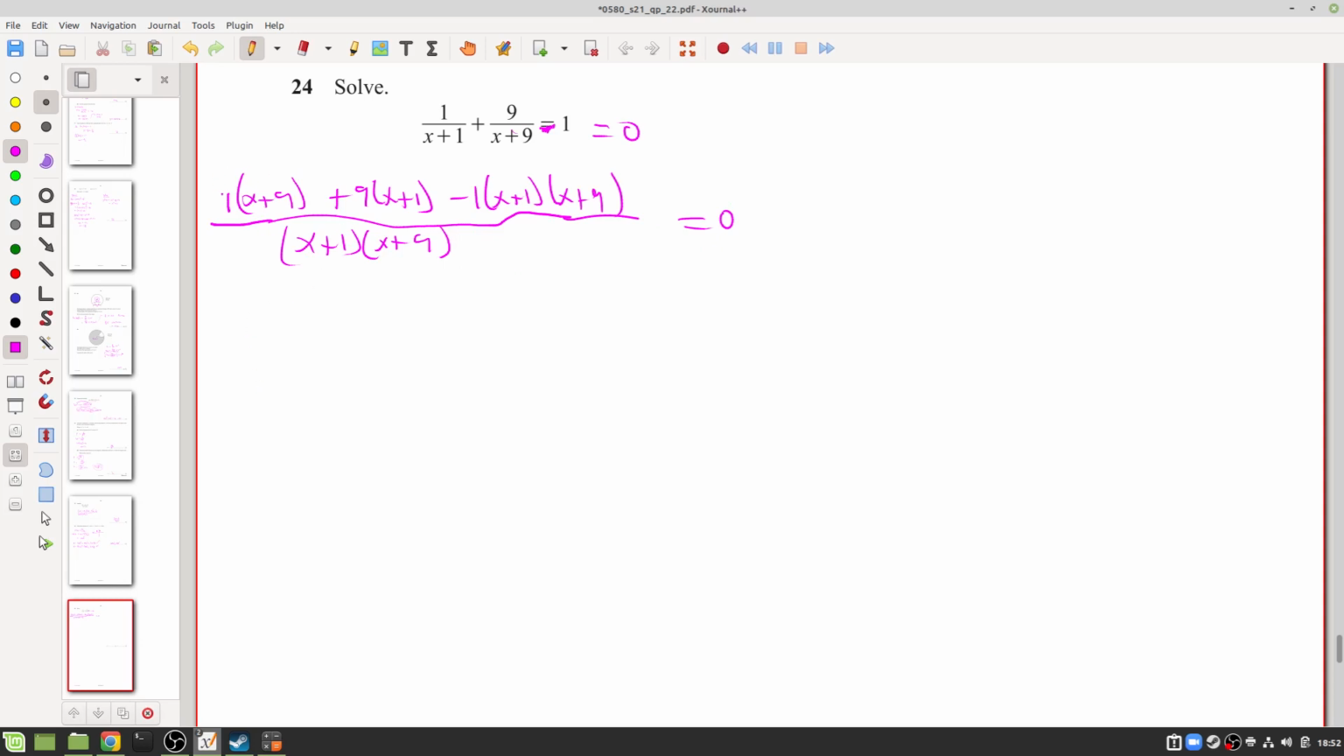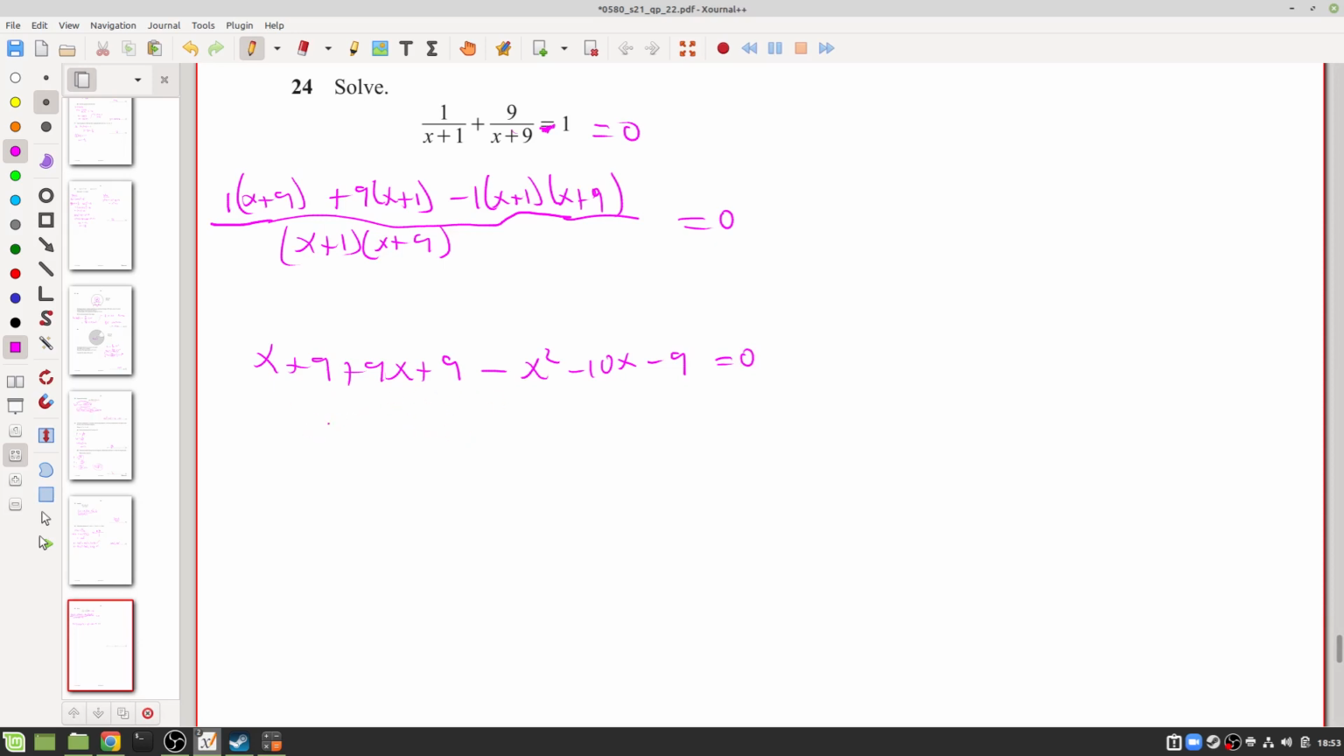So let's multiply in. So 1 times x plus 9, and then plus 9 times x plus 1, and then minus, okay, I'm just going to do all of this in one go, but you can first multiply these two brackets together and then multiply the negative. So that's going to be negative x squared. Inside we would have had plus 10x, so now it's going to be minus 10x, and we would have had plus 9, so now it's going to be minus 9. Equals 0.